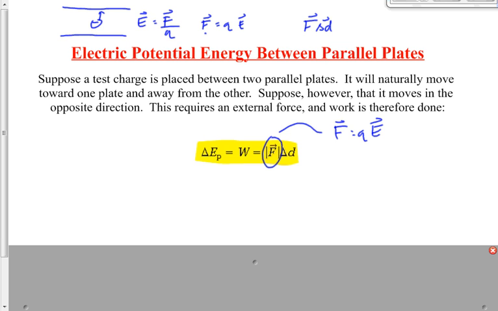The displacement and the force must be parallel. Just like in Physics 20 when we were dealing with gravity or any other form of work, they must be parallel to each other. So what do we mean by that?